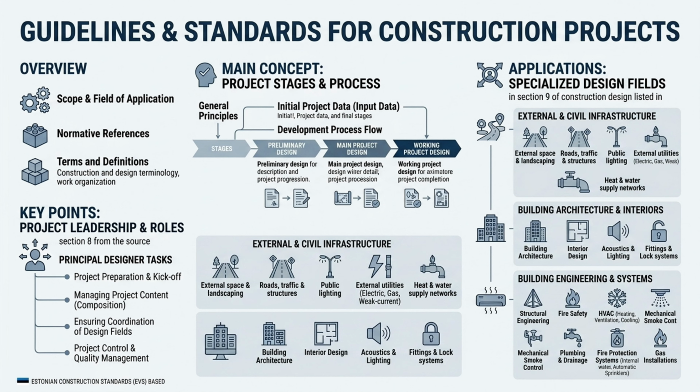Within building projects there are specific architecture and internal categories. This includes building architecture, which covers the overall structure and aesthetic design. Internal design focuses on functional and ergonomic spaces, acoustics and lighting optimization, comfort and usability, and fittings and lock systems for safety and access.